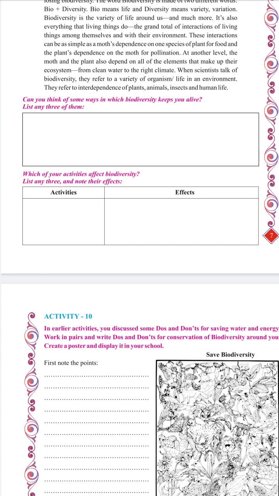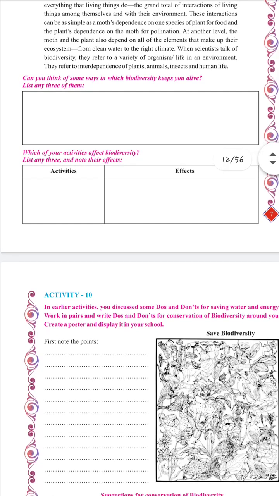These are the activities performed by human beings, like riding a motorcycle will increase the pollution in the air. Disposing harmful chemicals in the water will cause water pollution, and it will affect the marine life. So there are other activities, you have to mention them, and how they are affecting our earth, you have to mention it also. So this will end activity number 9.